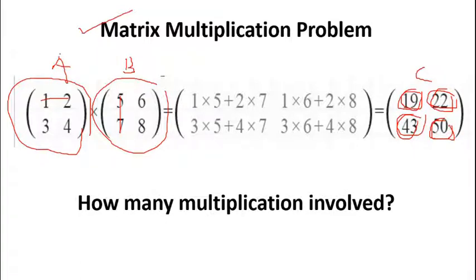If you notice this multiplication equation, how many multiplications are involved? If you count that, we have 1, 2, 3, 4, 5, 6, 7, 8. So in order to compute the product of A and B, we have 8 multiplications. This becomes the basic operation.